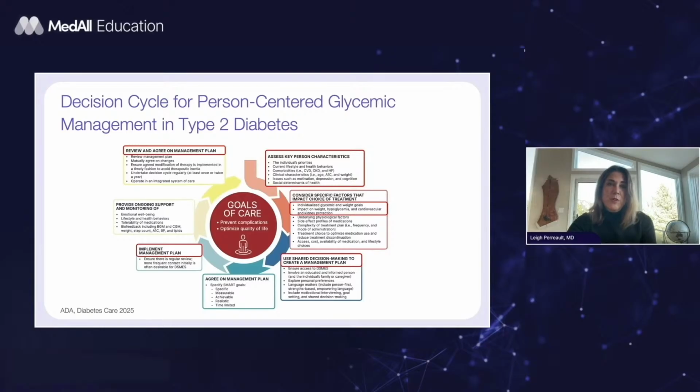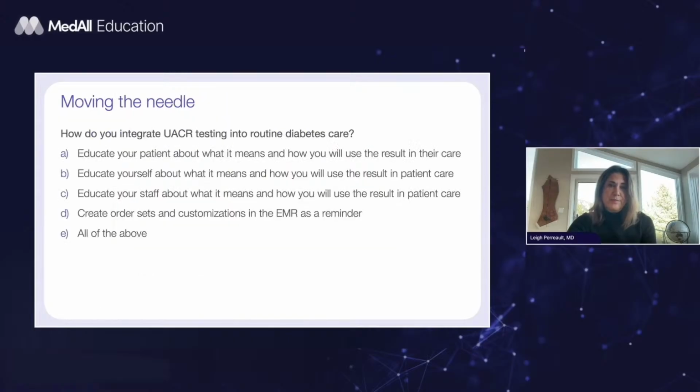And if we truly were to keep Sam in the center of this decision cycle, being that the goals of care were to prevent complications and optimize quality of life, there's one thing that has not been measured for Sam that is highly relevant to his care, and that is his urinary albumin to creatinine ratio. So how do you integrate UACR testing into routine diabetes care?